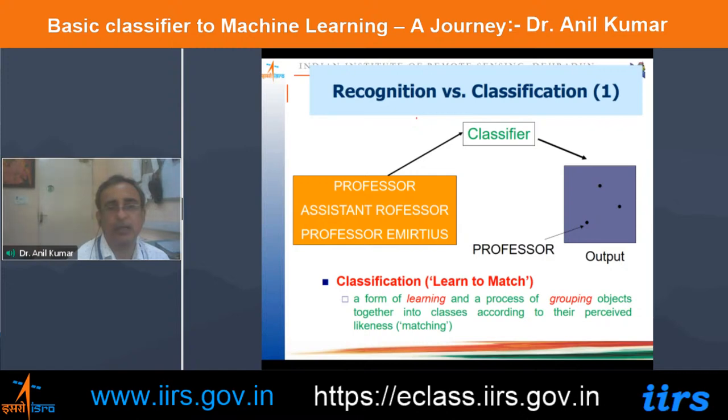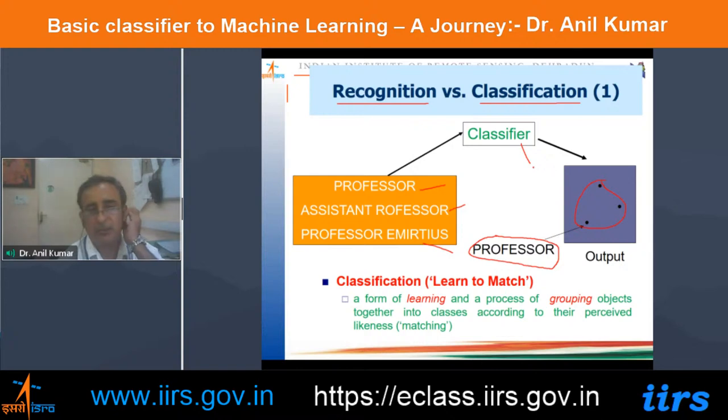Next, we can try to understand two jargon words. One is recognition, second is classification. Here, if we see an example of faculties in a university, like professor, assistant professor, or professor emeritus, we can just classify the 3 points which are basically professors. So we are just grouping the people having the common property of professor. These points are basically professors, and this is a problem of classification.